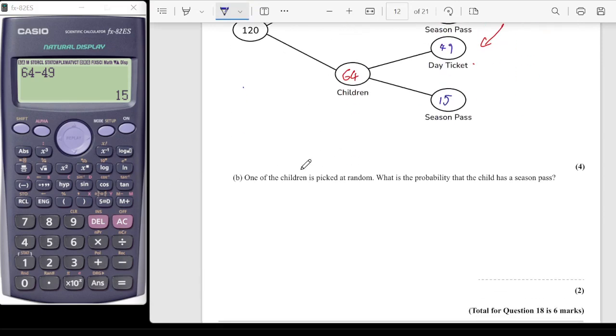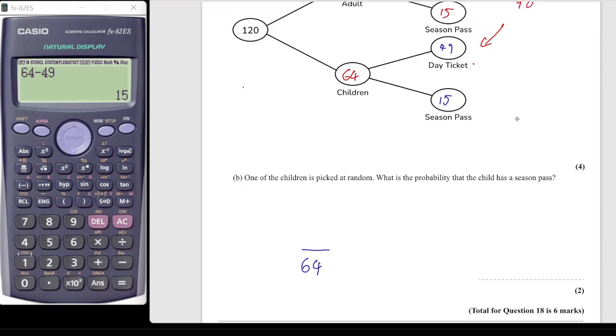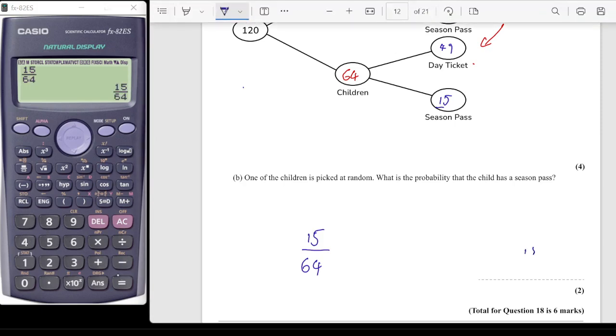Okay, and part B, one of the children is picked at random. So we're picking from the children, so that tells us straight away that our denominator is 64. What is the probability that the child has a season pass? So I'm going straight for 15 have a season pass, so 15 out of 64. We can use our calculators to simplify that, although it doesn't ask for it in its simplest form. I'm not 100% certain it will cancel, but yeah, so 15 out of 64.